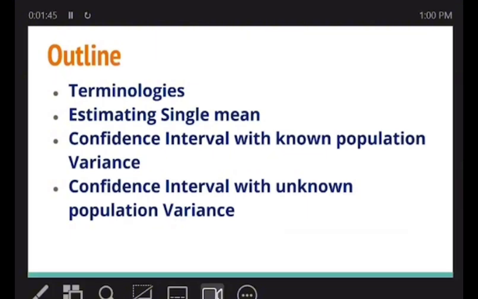Now, in the estimation process, we have two types of estimation. We have point estimation, and we have interval estimation. What is the difference between the two? Point estimation is when I have a single value. When you compute the mean, we normally have just a single value, right? That's a point estimate.